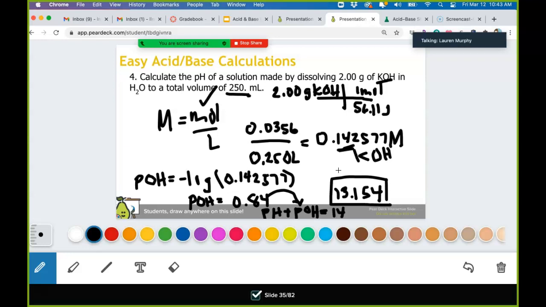So this was a little bit harder because I didn't start you off in concentration. I started you off where you had to find the concentration of the solution, and then you could do your math.